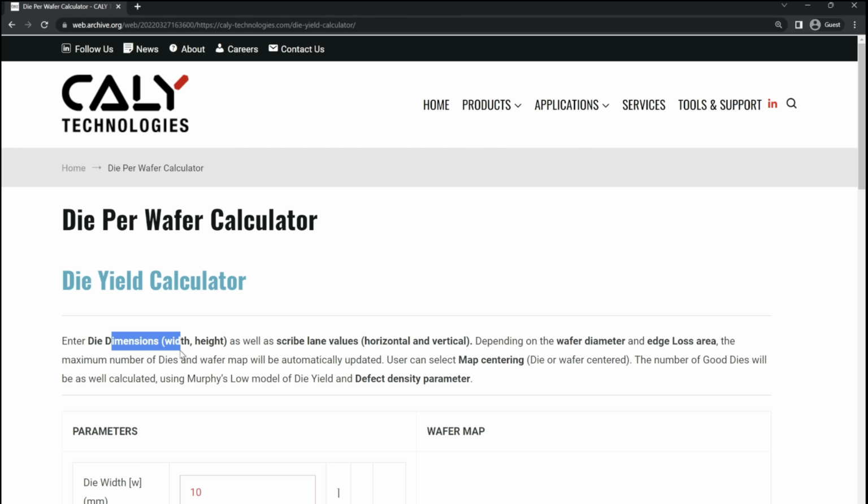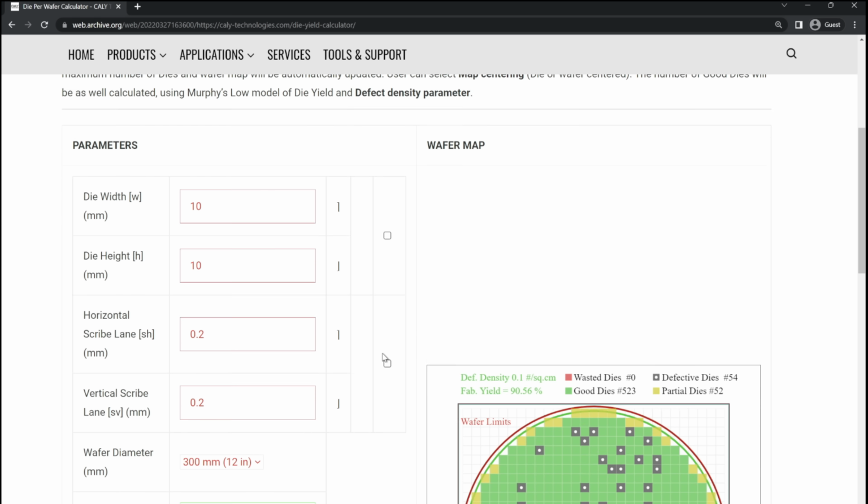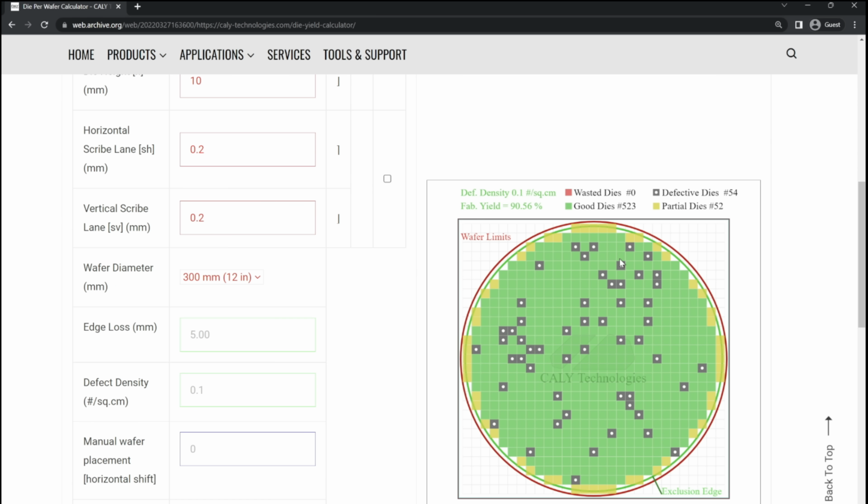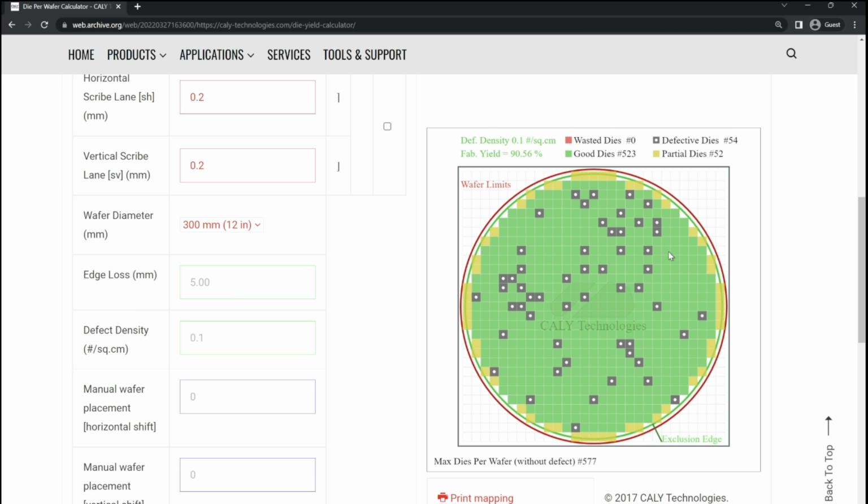You enter your die dimensions, as well as what are called scribe lanes. Then, depending on the wafer diameter, edge loss, and defect density, you can use Murphy's law model of die yield to see how many dies you get from your manufacturing process given the defect rate, or the D0. And when you put in numbers, you get something that looks like this on the right-hand side.